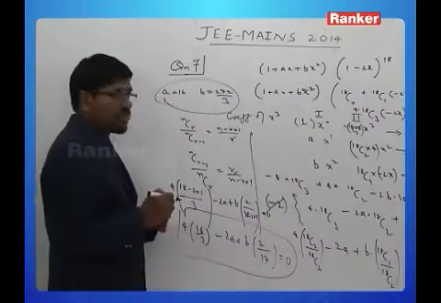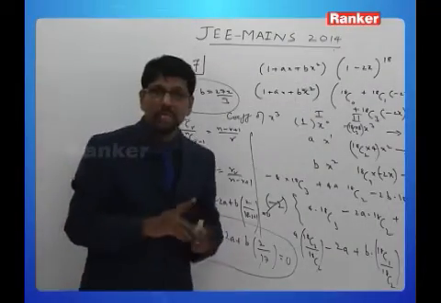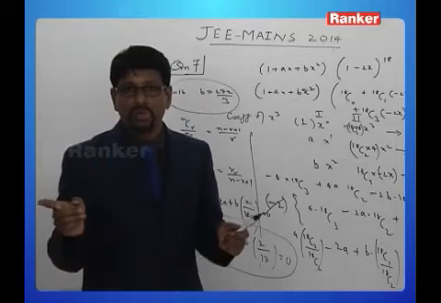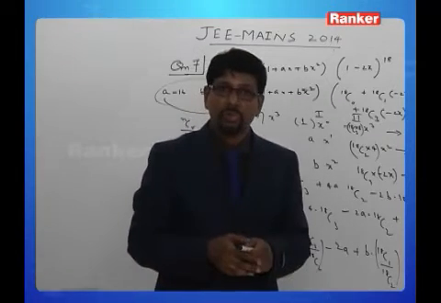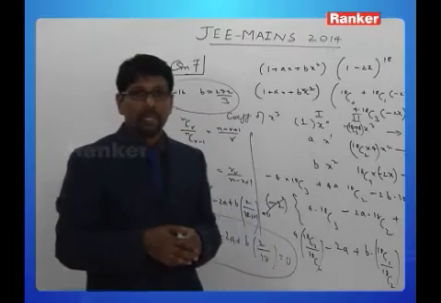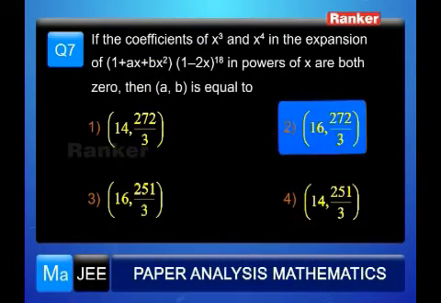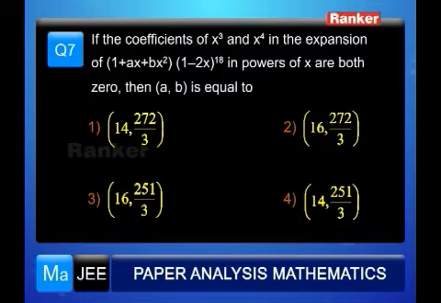A is 16 and b is 272 by 3 is what you will be getting by solving two simultaneous equations. One we obtained by equating the coefficient of x cube to 0. The second we obtained by equating the coefficient of x power 4 to 0. So clearly option 2 is the right answer.